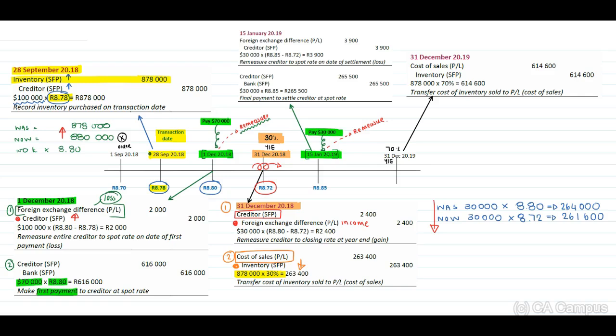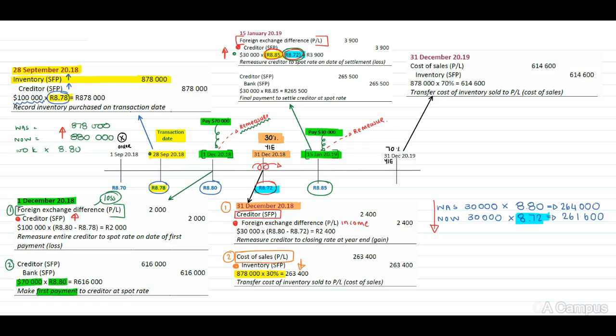Then again, when you look at our timeline, guys, our next payment date is 15 January 2019 in terms of our 30,000. And again, we need to remeasure our creditors first. Again, what do you need to do? You need to identify that the 30,000 was recognized at 8.72 Rand. When you look at your timeline, guys, remember 8.72 on 31 December 2018, and this is now 8.85. Therefore, guys, do you see that this will be an increase in your creditor? It was 8.72, it's now 8.85. Therefore, we need to credit our creditor and we need to debit our foreign exchange loss.